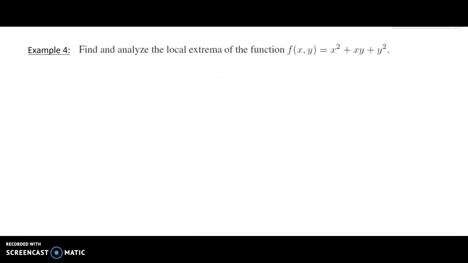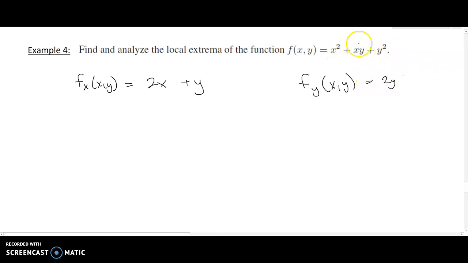Let's take a look at another example. This one we're going to do the same. We're going to identify the critical points. So we're going to compute the two partial derivatives constituting our gradient vector, and the partial with respect to x is going to be 2x plus y, and the partial with respect to y is going to be 2y. The derivative of y squared is 2y, the derivative of x squared is 0, the derivative of xy is plus x.